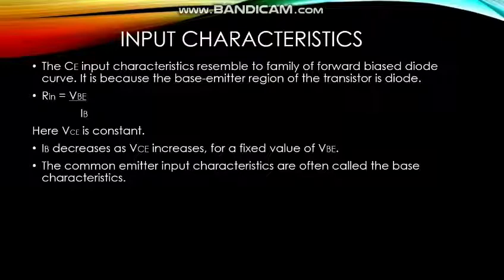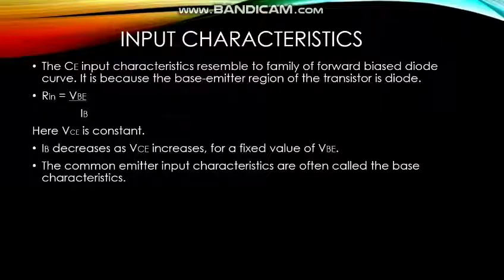IB decreases as VCE increases for a fixed value of VBE. Here VCE is generally kept constant, but when VCE increases, IB decreases for a fixed value of VBE. So a large value of VCE results in a large reverse bias collector base junction, which widens the depletion region and makes the base smaller. When the base is smaller, there are few recombinations of injected minority carriers, and there is a corresponding reduction in the base current.